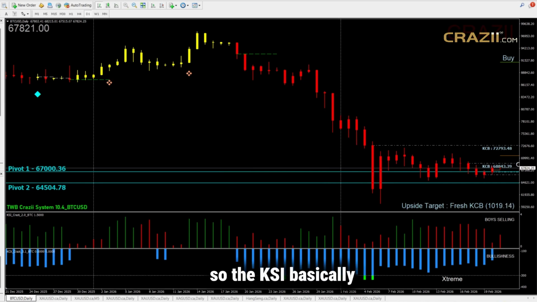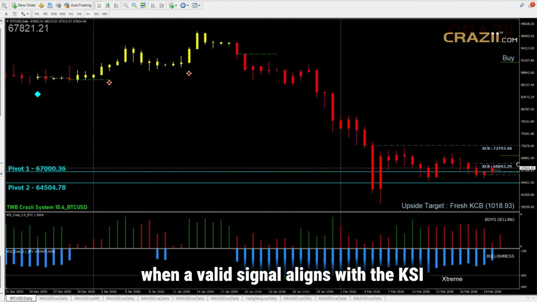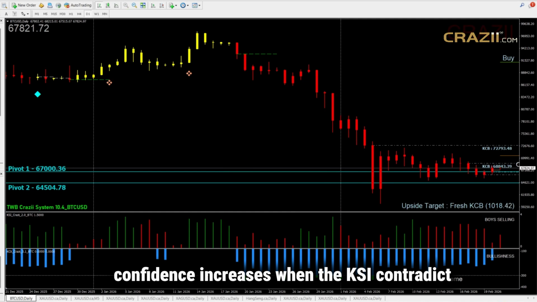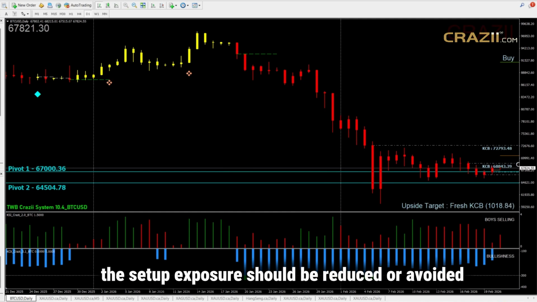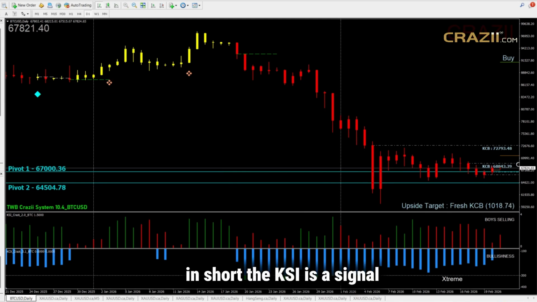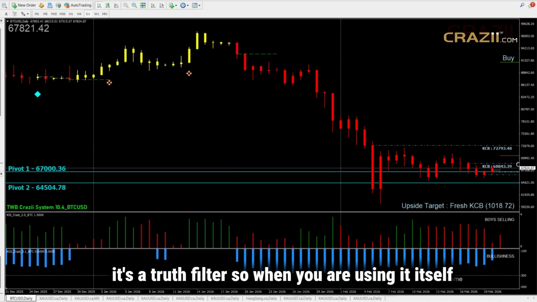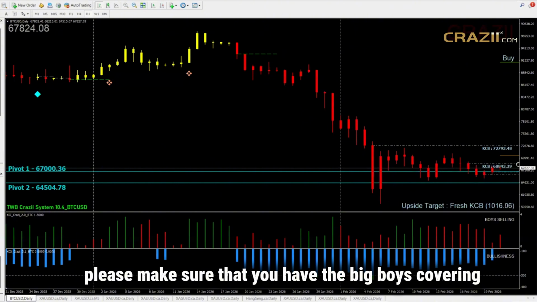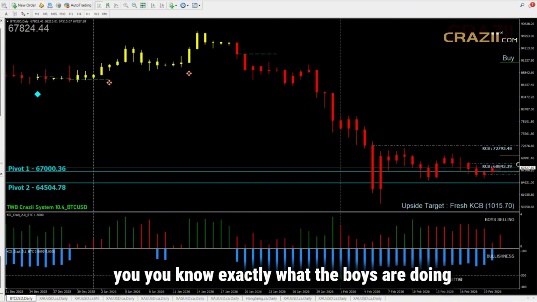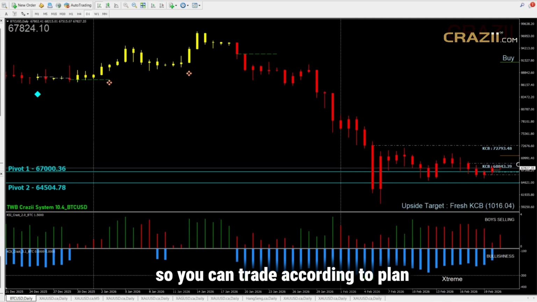So the KSI's main role is position sizing. When a valid signal aligns with the KSI, confidence increases. When the KSI contradicts the setup, exposure should be reduced or avoided. In short, the KSI is not a signal provider, not a signal generator. It's a truth filter. So when you are using it, please make sure that you have the big boys covering you. You know exactly what the boys are doing, so you can trade according to plan.